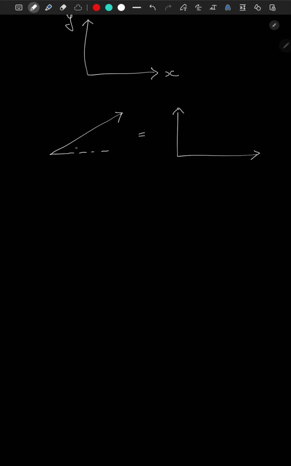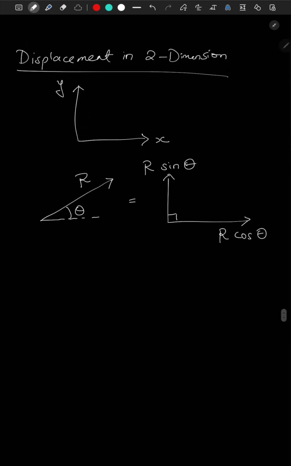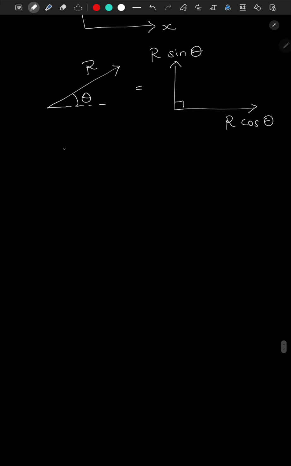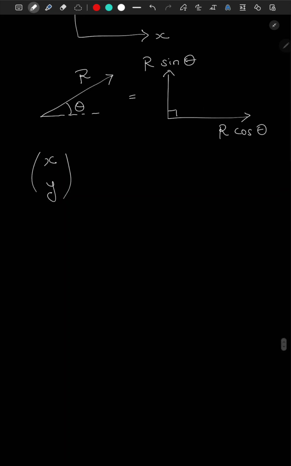So if this is a vector at an angle of theta, this vector can be represented in 2 perpendicular components, one in the y direction and one in the x direction. If this vector is, let's suppose, r, so the vertical component would be r sine of theta, and this one will be r cosine of theta by simple trigonometry. Okay, and now we can represent a vector using a column vector with x and y component.